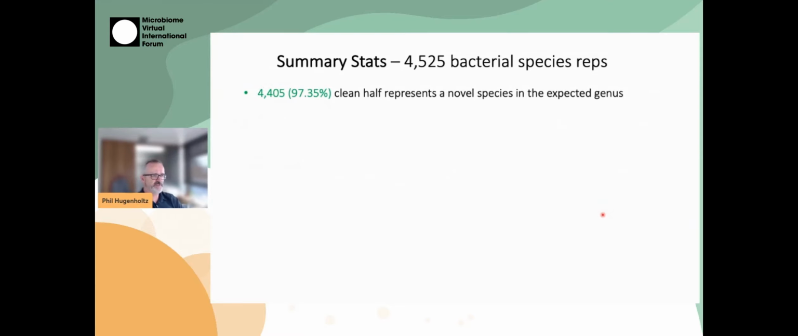Now moving on to the species reps, this is a bit trickier because we can't classify these against the species reps, because they are the species reps. So the best we can do is place them into the tree, take out their own species rep, which is the full genome, place the clean half in the tree, and then see whether they fall into the expected genus. Again, the great majority of them did. In this case, a bit over 97% ended up in the expected genus.